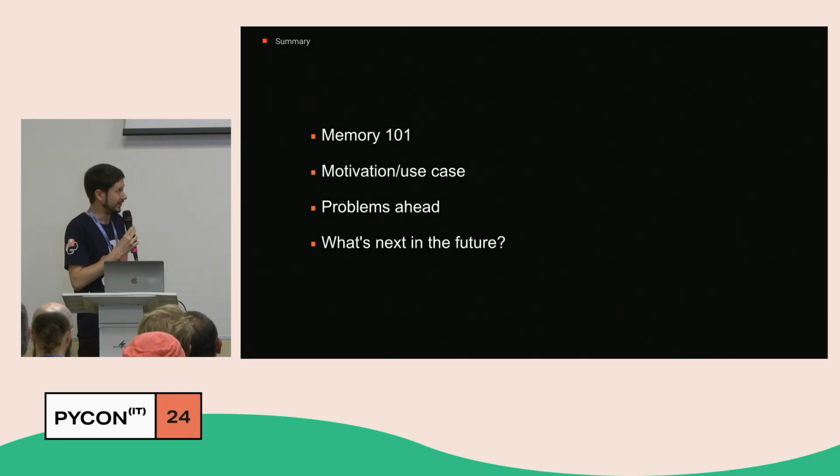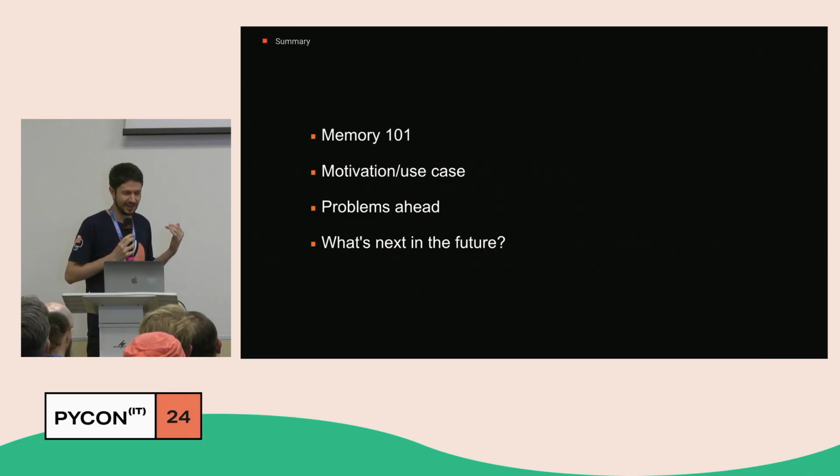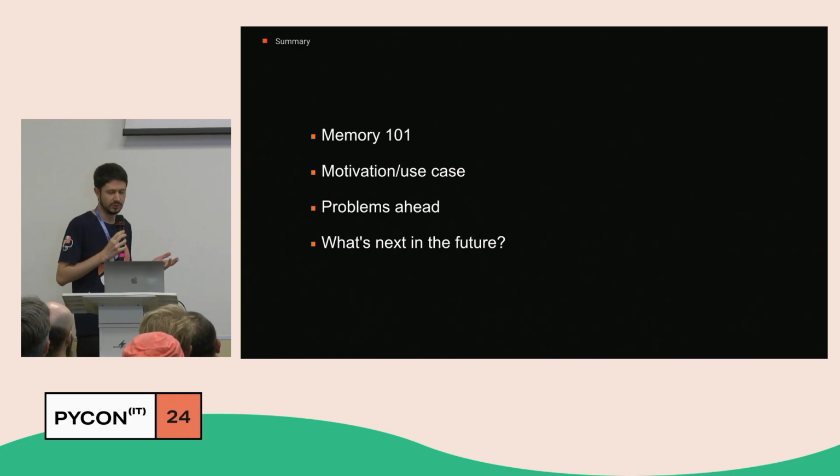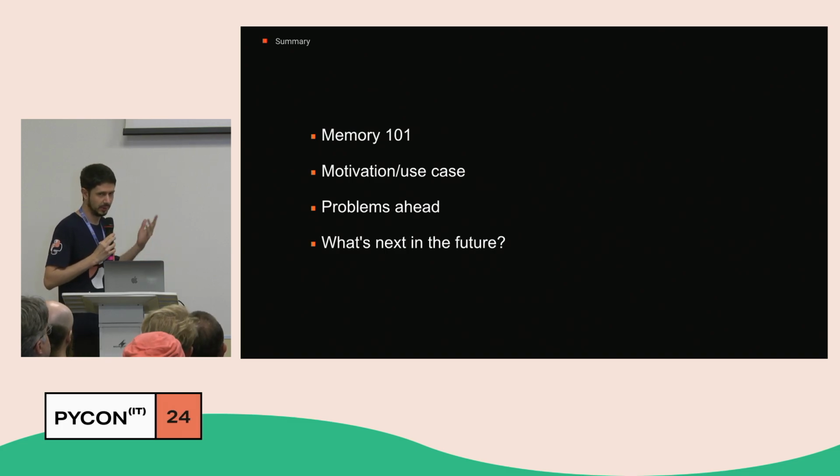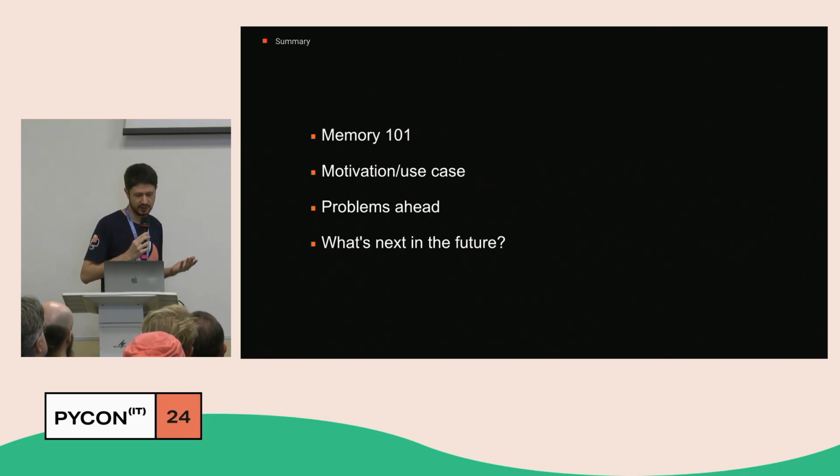So our schedule for today: we're going to talk about memory, of course, like it's in the very first slide, from the basics: Python objects, garbage collector, GIL, threads, processes, and how they all relate. Then we're going to talk about the motivation for this PEP itself, why it was created. Then problems that arise when implementing this PEP. And after that, a brief look into what's next in the future, into how this Immortal Objects thing can actually be used in other changes in Python.